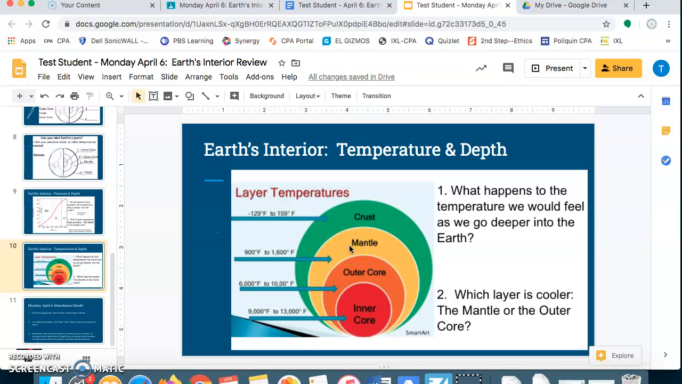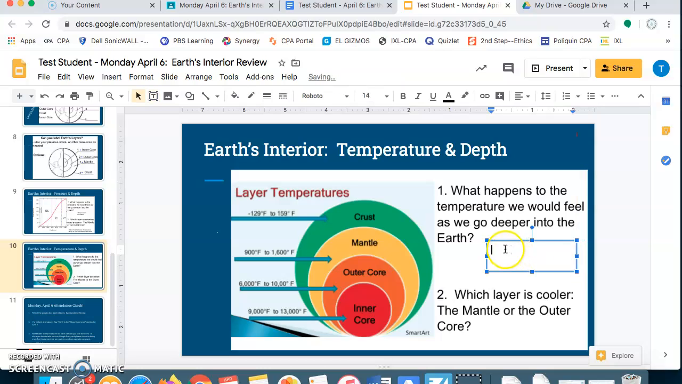The mantle goes from 900 degrees to 1600 degrees Fahrenheit. That's incredibly hot compared to the crust. So we seem to be getting warmer. Let's see if that stays true for the outer core. Oh, outer core gets hotter and the inner core gets hotter. So it seems to me, what would happen to the temperature as we go deeper into the Earth? The temperature gets hotter.